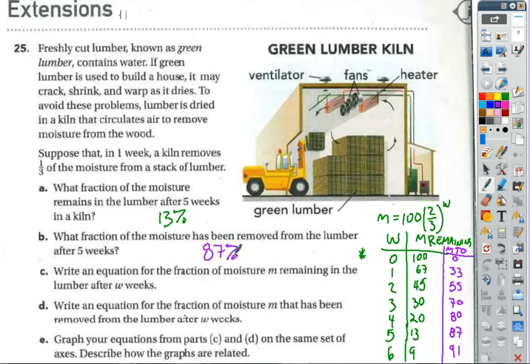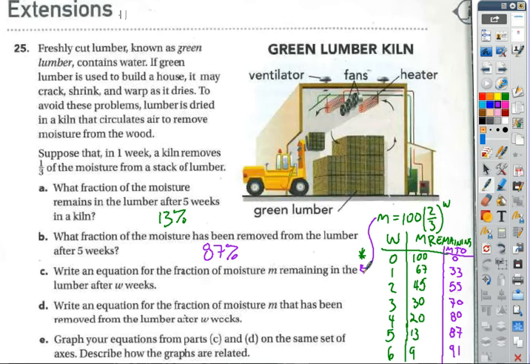Write an equation for the fraction of moisture remaining. Oh, well, okay, so that's right here. Write an equation for the amount removed. Okay, well, if we have 2/3 remaining, what do we have taken out? 1/3. So, well, what did I do here?